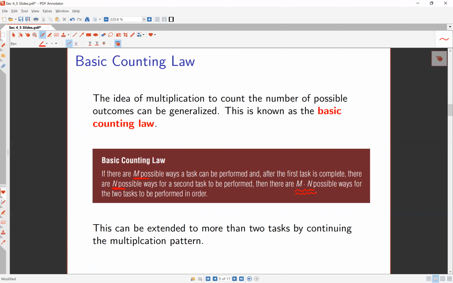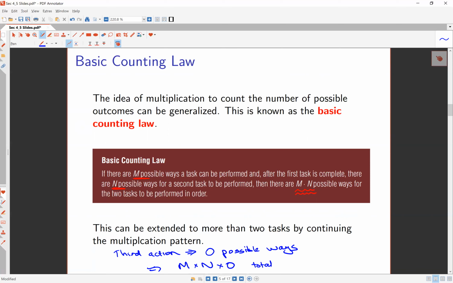And this can easily be extended to multiple tasks. For example, if you had a third action and it could be performed in O possible ways, then it would be M times N times O, the total number of ways to perform the experiment.